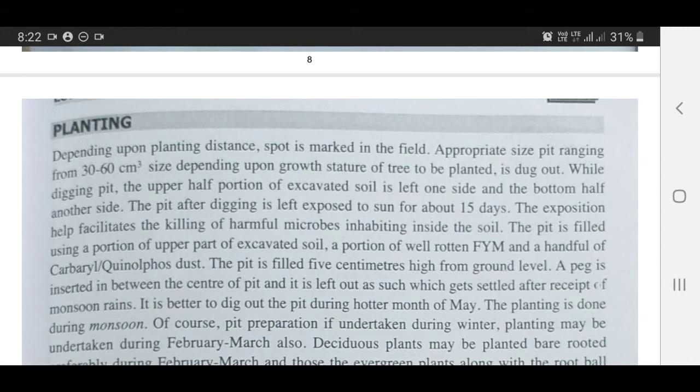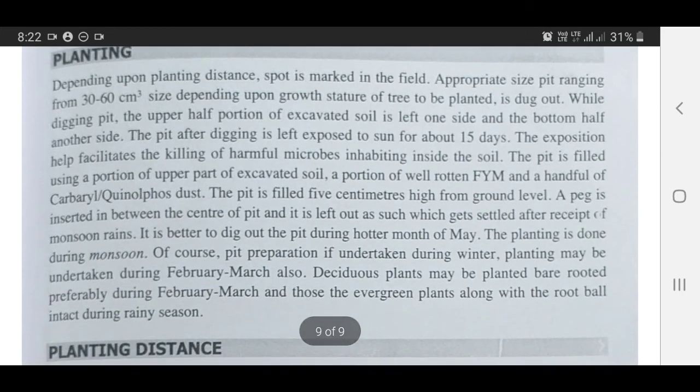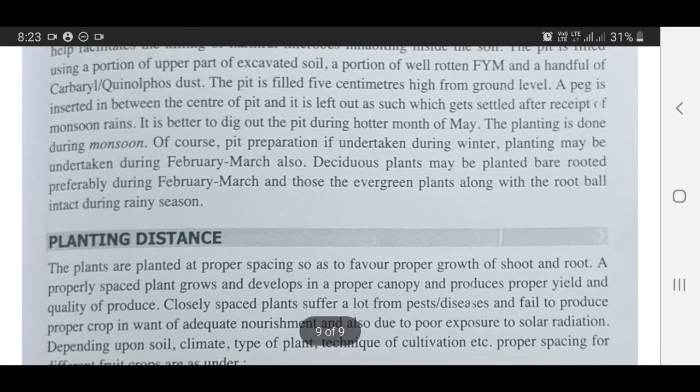It is better to dig out the pit during the hotter month of May. The planting is done during monsoon. Of course, if pit preparation is undertaken during winter, planting may preferably be during February, March, and for the evergreen plants, along with the root ball intact during rainy season.